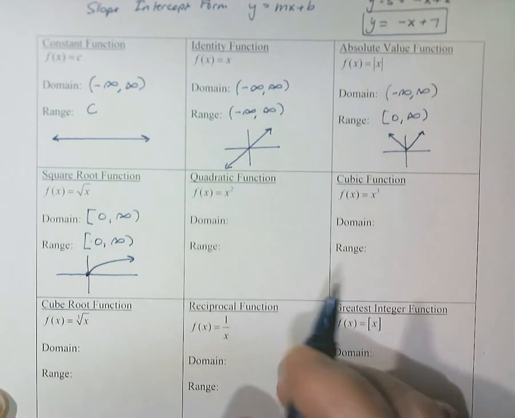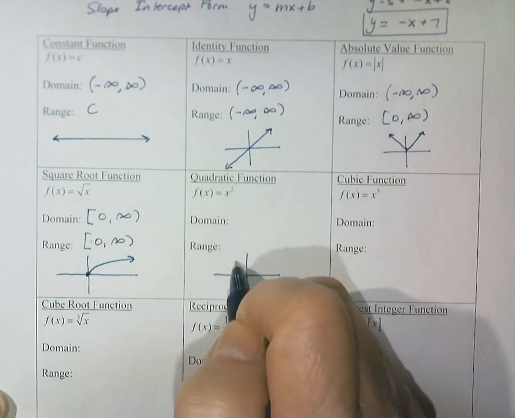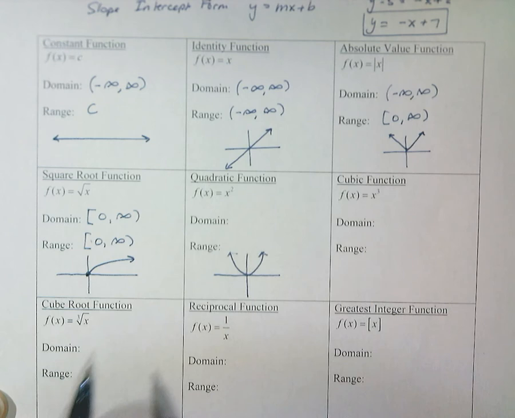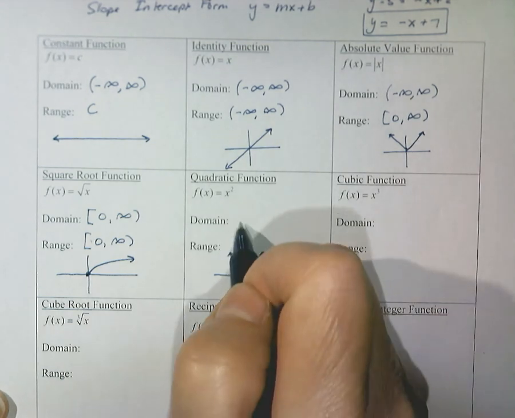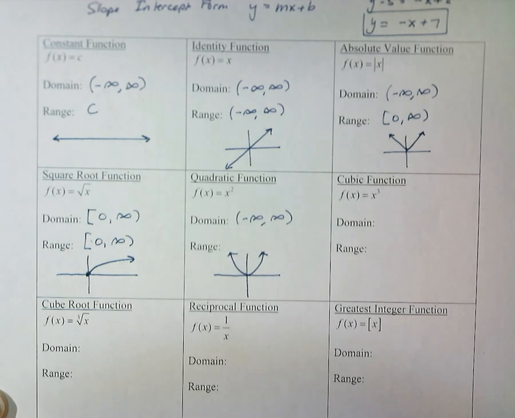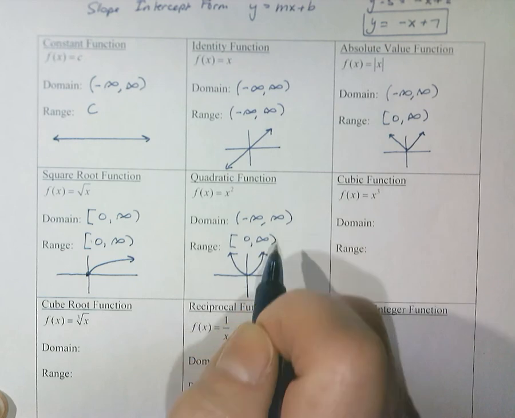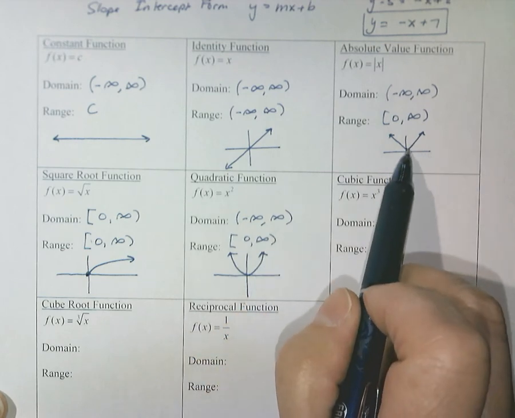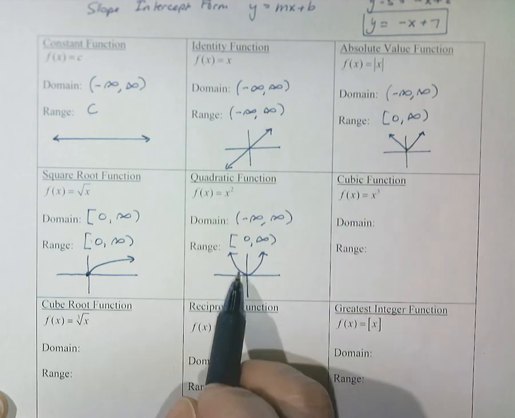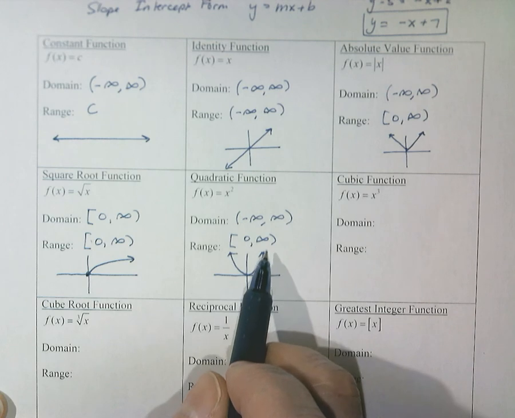Quadratic function, you've studied frequently in Algebra 1 and Algebra 2. A quadratic function looks like this. So the domain is just the same as absolute value. In fact, the range is the same. The difference between these two is the absolute value has a point right there. The vertex is a sharp point. A quadratic function is a polynomial, so the vertex is smooth and rounded.